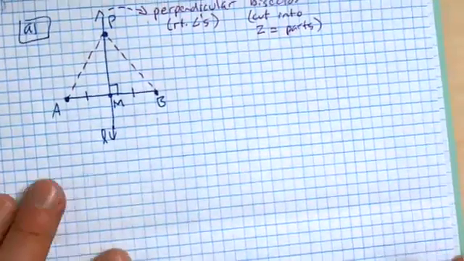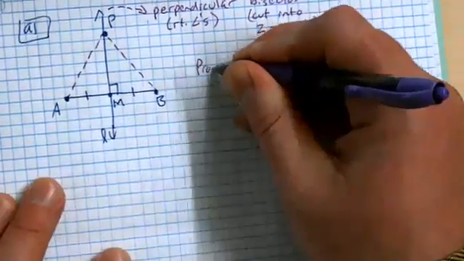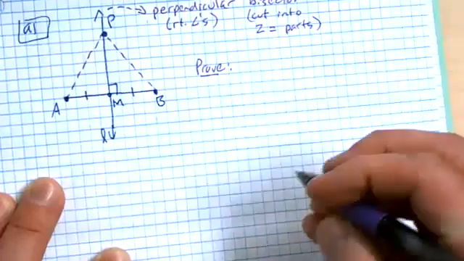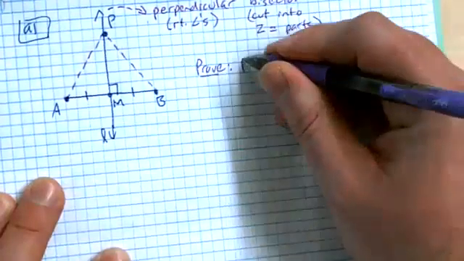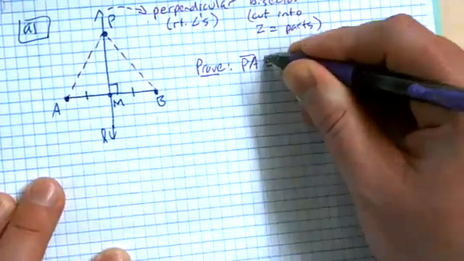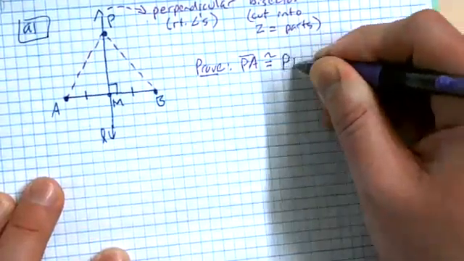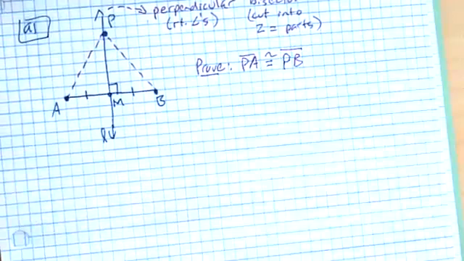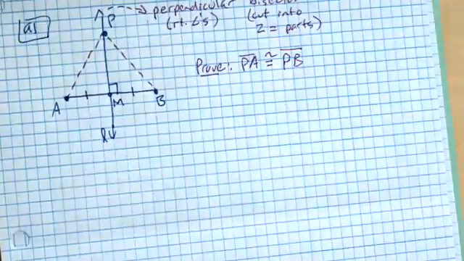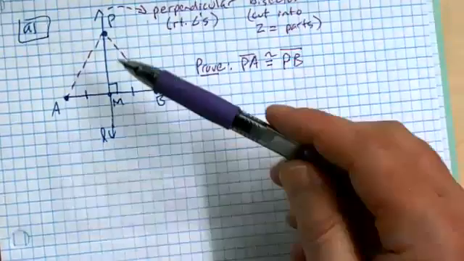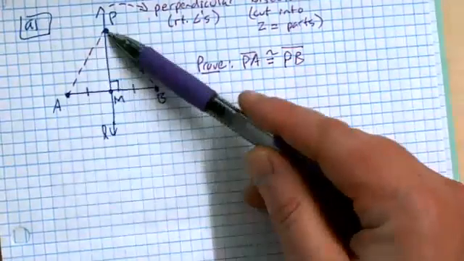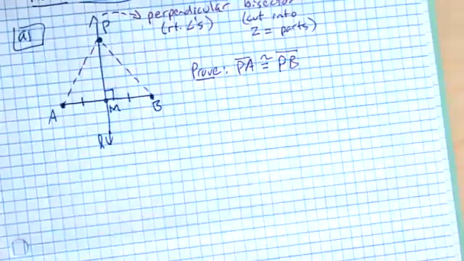What we ultimately want to prove is that no matter where P is, PA is congruent to PB. If I could prove that, then I will have proved to you beyond a shadow of a doubt that no matter where I put P, it's always going to be the same distance from A as it is from B.